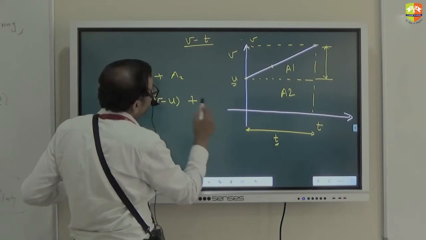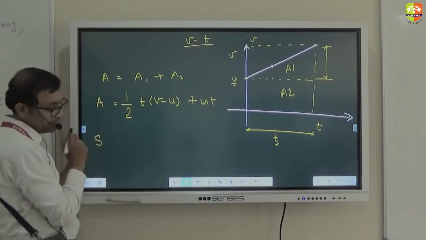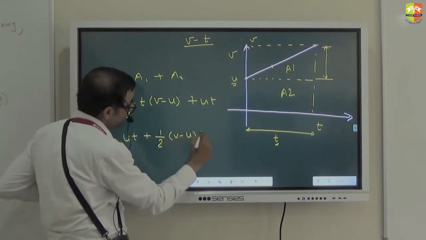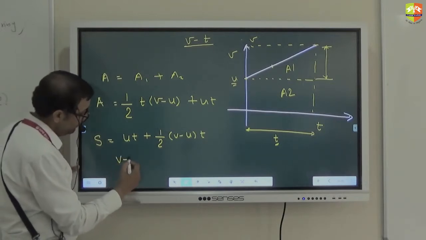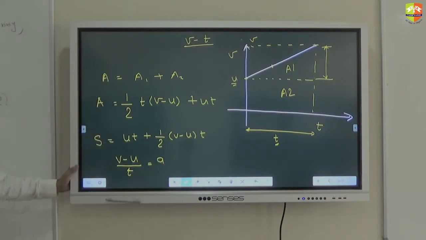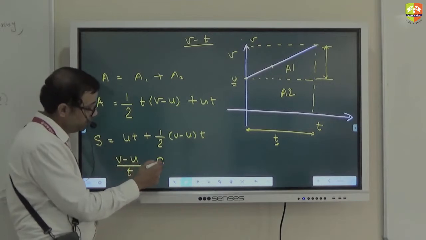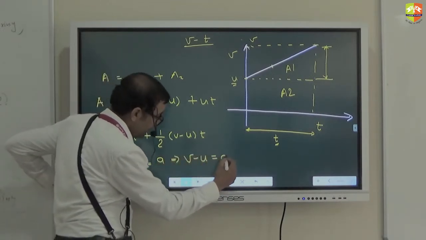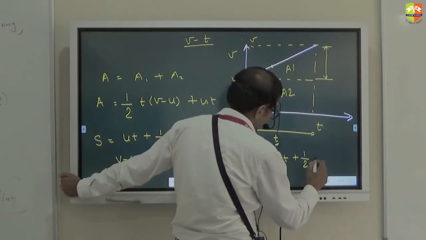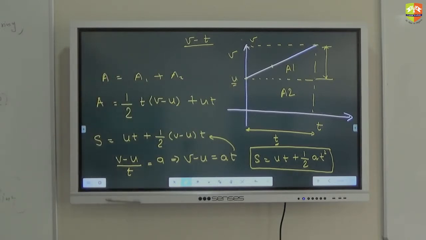Area is this. Now area represents displacement. This is equal to ut plus half into v minus u into t. And I also know that v minus u divided by t is my average acceleration. Since acceleration is constant, you can take any two points, a will be a only. It is constant. So v minus u by t is a, and from here v minus u is at. You can substitute it here. You will get s equal to ut plus half at square. So this is a graphical proof of s equal to ut plus half at square for constant acceleration.